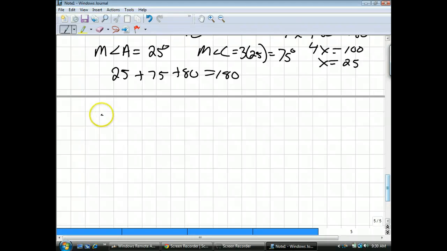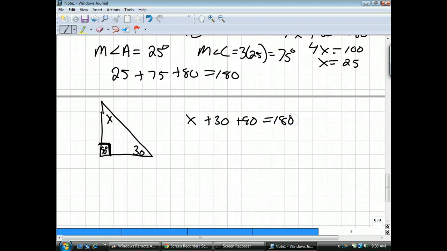So we can use that theorem to find measures of angles if we have all three angles represented. So for instance, another example, if I have this triangle and I know that this angle is x and this angle is 30, then I know that this angle by the box is 90 degrees, so it's a right triangle. So I know that x plus 30 plus 90 must equal 180. So x plus 120 must equal 180. So x must equal 60. And notice that this angle plus this angle have to add up to 90 degrees.